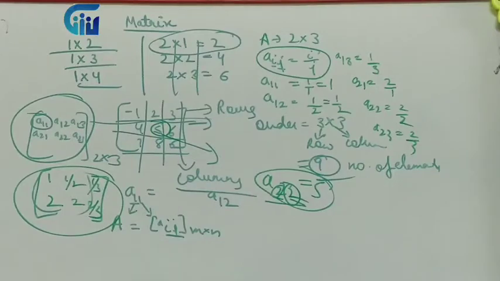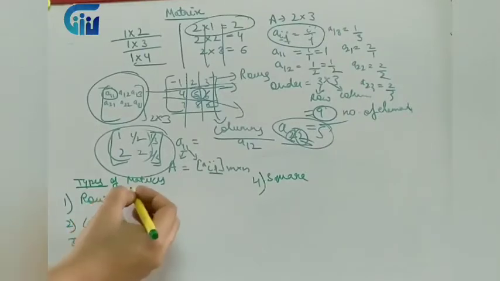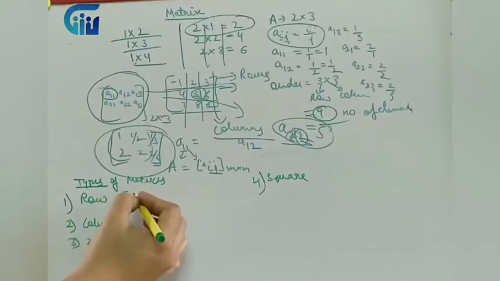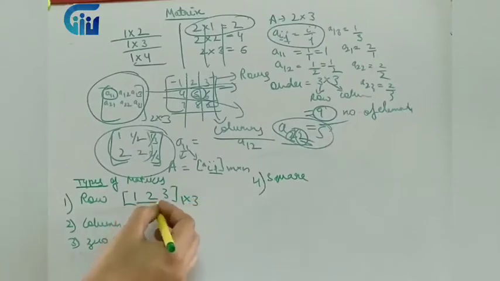Okay, now next we will do the types of matrices. As you can see, I have written the types of matrices over here. First is the row matrix. What do we mean by a row matrix? When we have a matrix written like this, with one row and any number of columns, then that matrix is known as a row matrix.